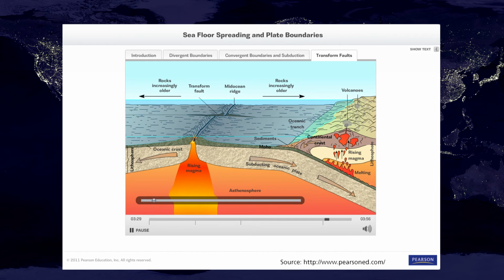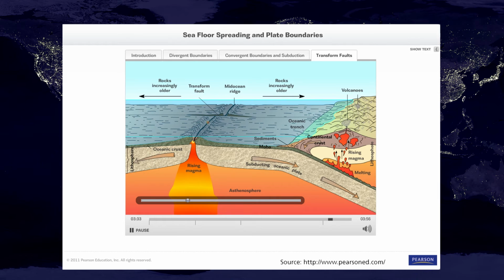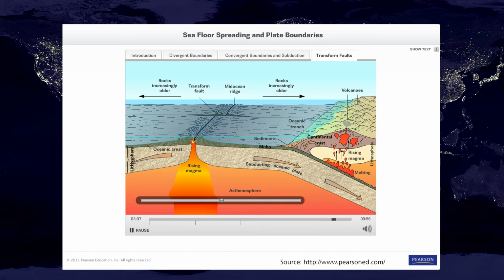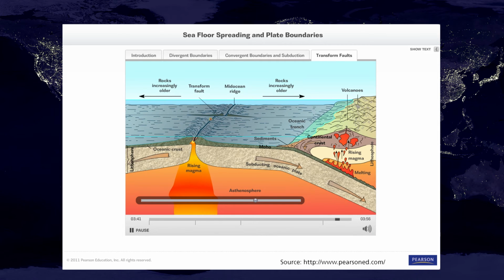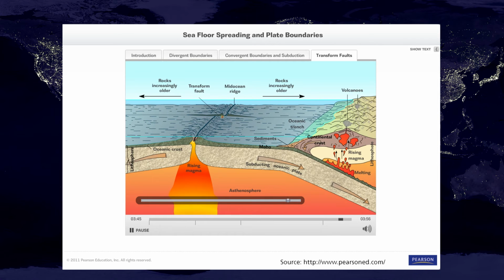Transform faults and boundaries. In locations where the edges of two plates slide laterally past each other, a transform fault is formed. Notice the short transform fault in the offset along the mid-ocean ridge. Here the edges of two plates are sliding past each other in opposite directions. A prominent example of a major transform boundary within a continent is the San Andreas Fault of California.